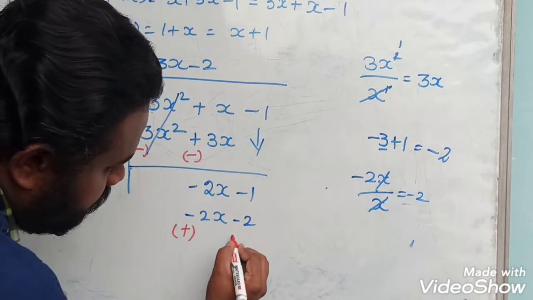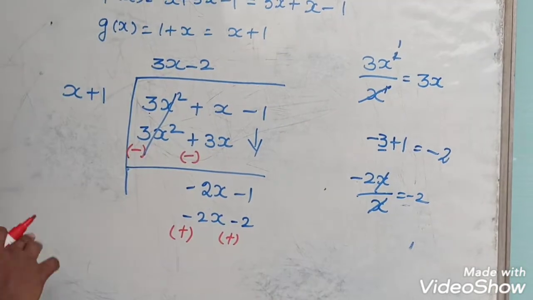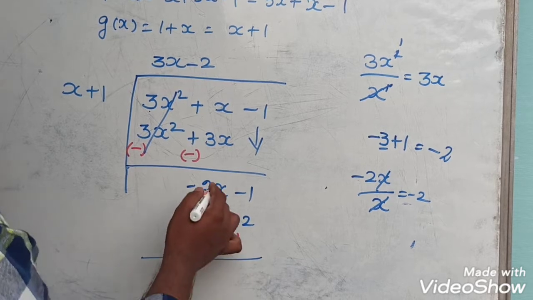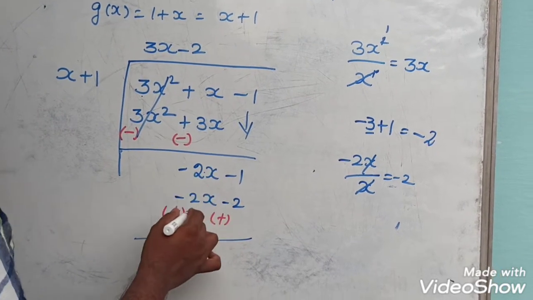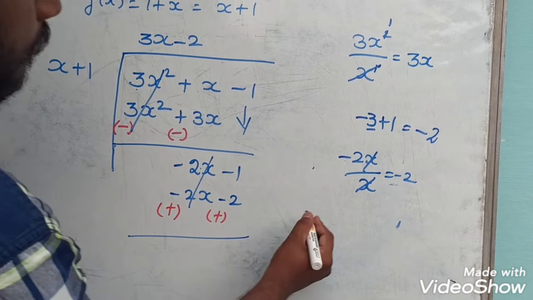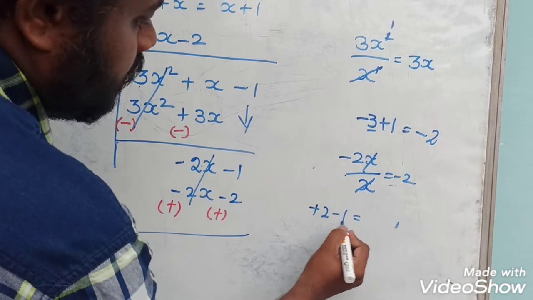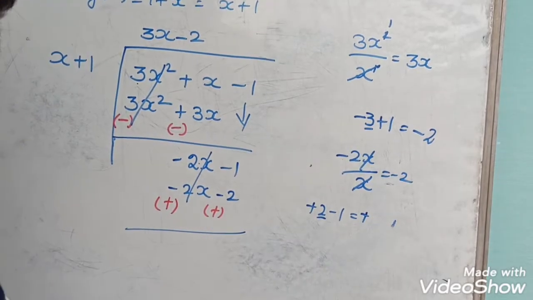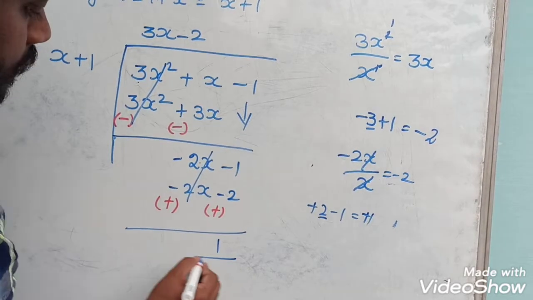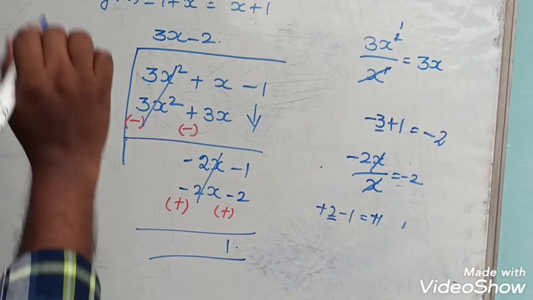Minus becomes plus, minus 1 becomes plus. So here, the same term with a different symbol, 2 minus 2x plus 2x, will get cancelled. So plus 2 minus 1, here different symbols, this one is bigger, so the answer will be plus 2 minus 1, 1, so plus 1. So this is the remainder and this is the quotient.